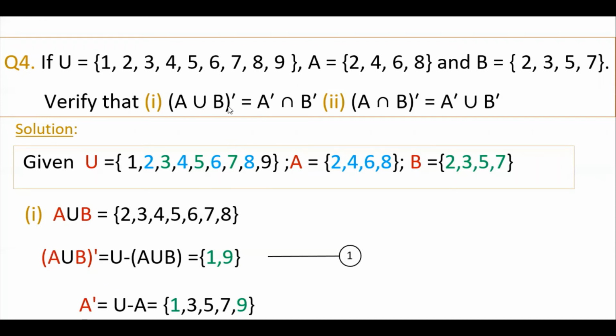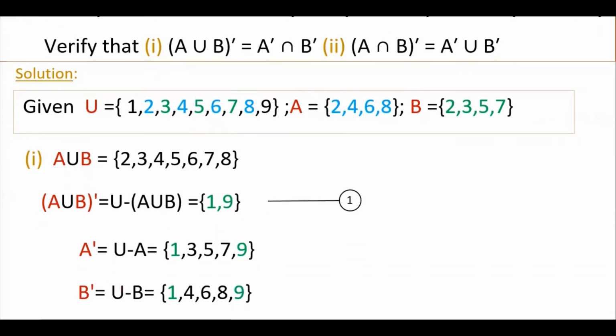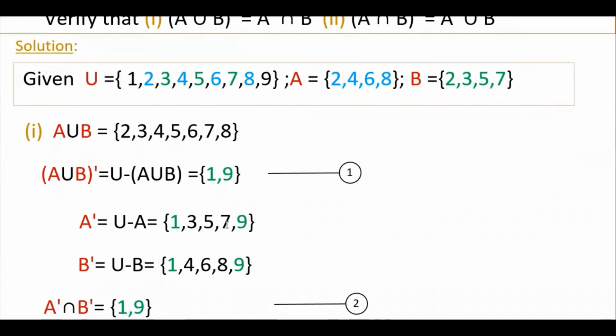And next you have to verify that this one is equal to the intersection of their complements. So first find the complement of A. So you have to find the difference of the universal set and A. So you have to exclude these elements 2, 4, 6, 8. Remaining elements you have to write. These are the complement of A. Similarly, you have to find the complement of B. Here, those are 1, 4, 6, 8, 9. So you have to exclude these elements 2, 3, 5, 7. Then the intersection of these two sets is equal to, here see, the common elements are only 1, 9. So write here 1, 9.